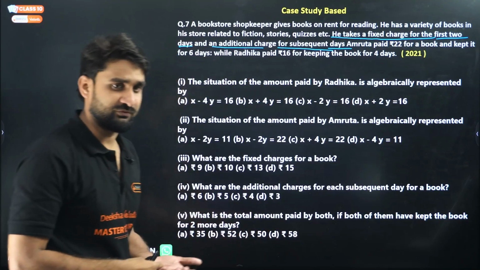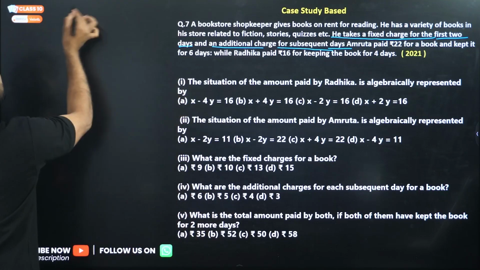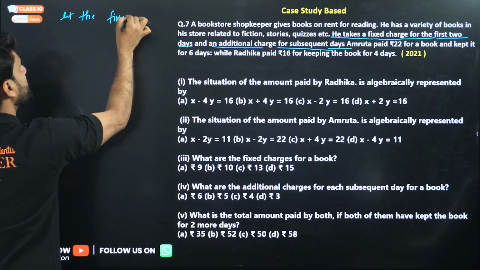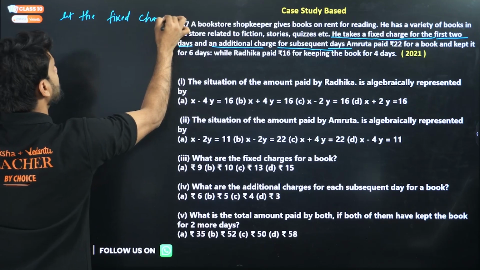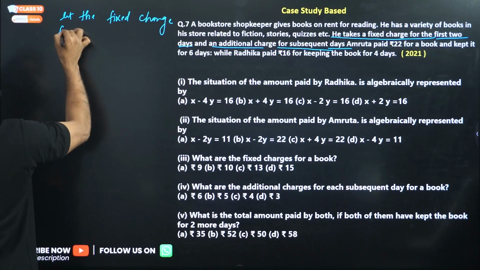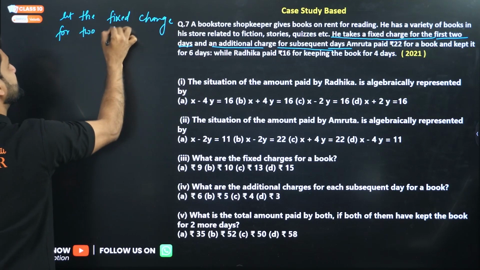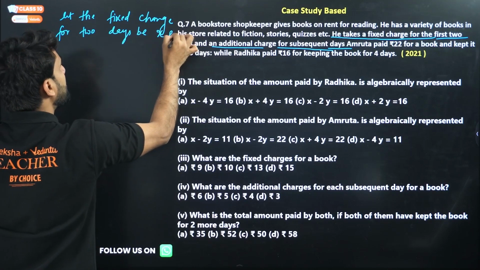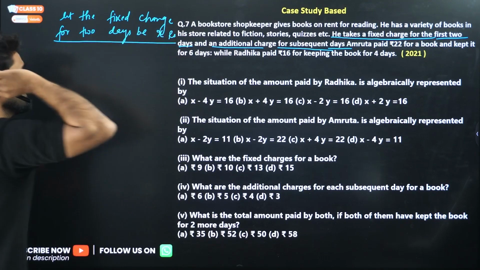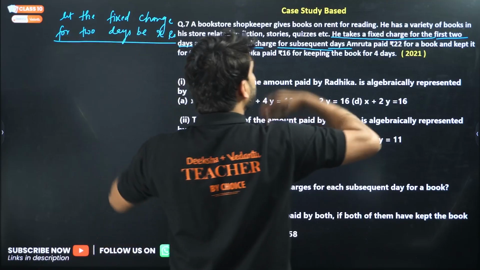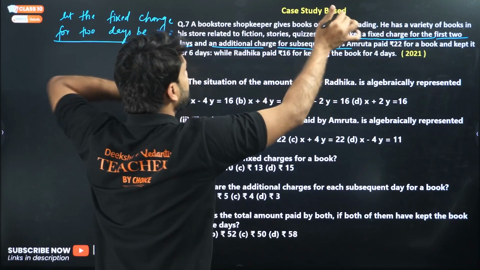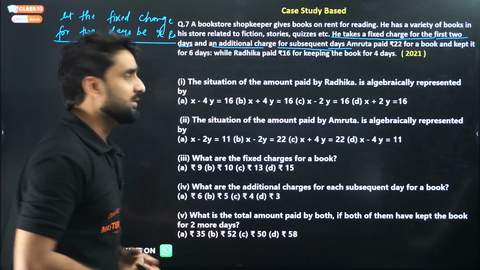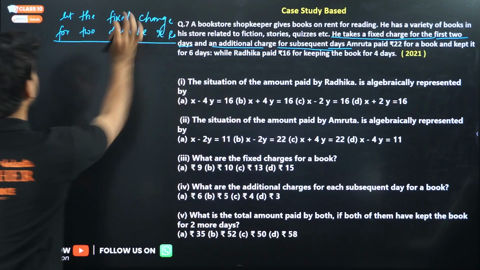So there are two situations. Let the fixed charge for 2 days be x rupees. I am letting the fixed charge be x rupees, and after exceeding the 2 days, 3 days, 4 days, for each day the shopkeeper is increasing the amount, and we have to find that value also.